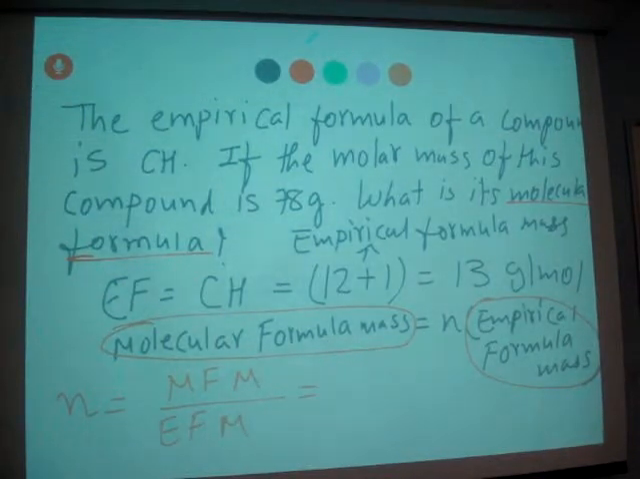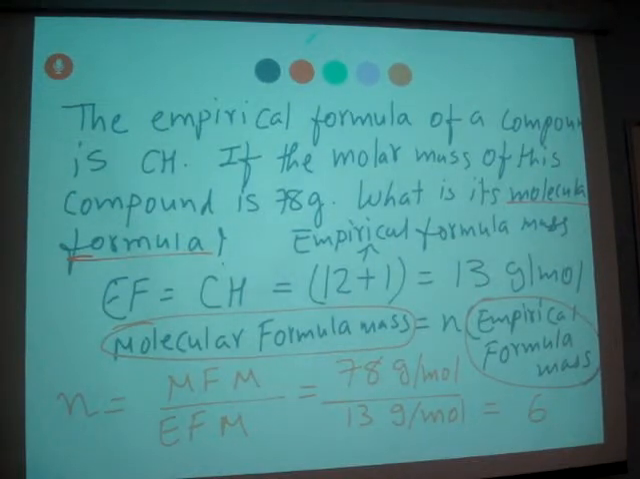Molecular formula mass is given, yes, 78 grams per mole, and empirical formula mass is 13 grams per mole. So we get about 6. Simplest ratio is 6, right?